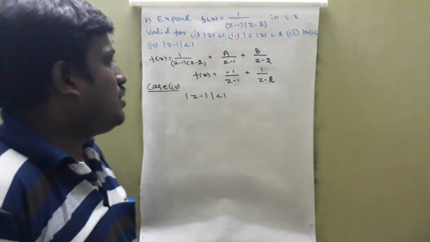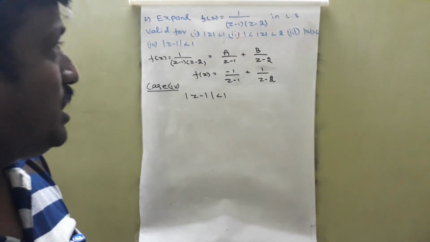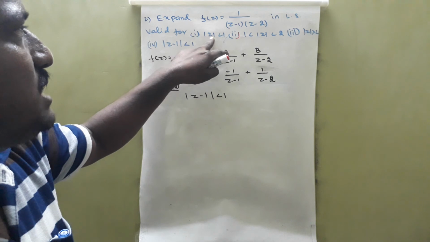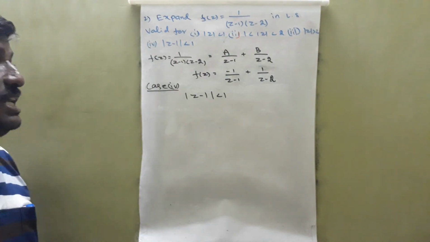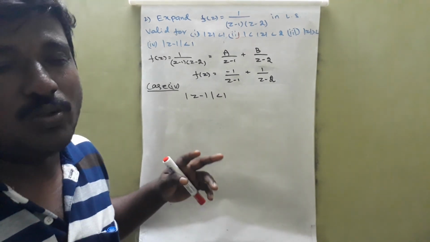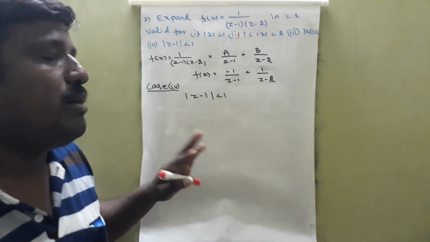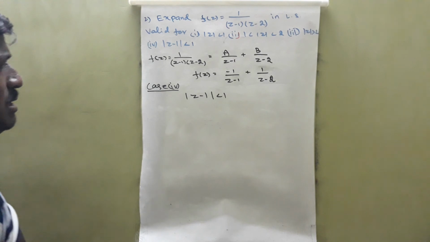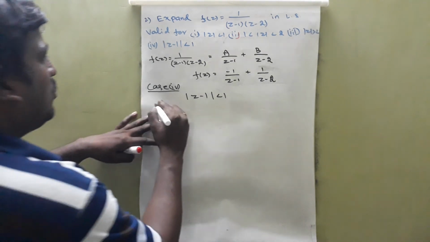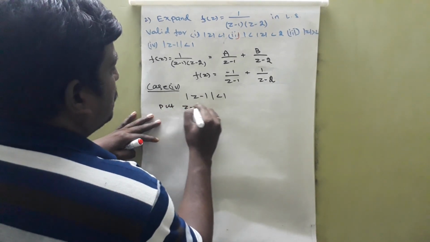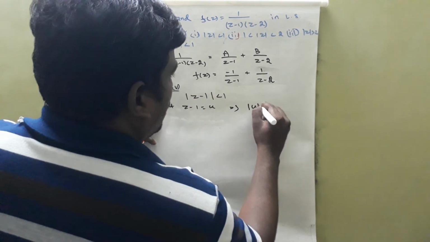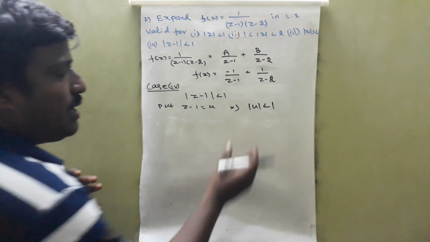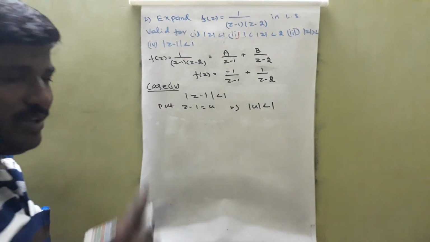Okay, case for modulus of z minus 1 less than 1. In previous cases, inside the modulus I have a single variable, then I can do the problem. But here I have a variable and a number. So here what I have to do? Okay, very simple. Make some substitution, that's all. Put z minus 1 equal to u. So which implies my condition becomes modulus of u is less than 1. Now inside the modulus I have only one variable.